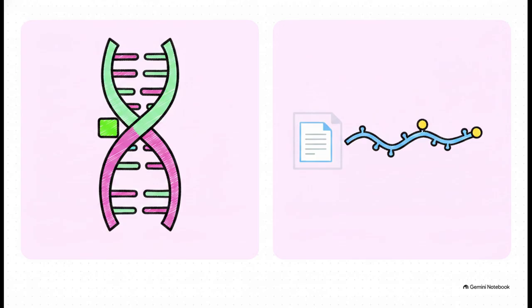This photocopy is called RNA. Notice the differences here. DNA is a big, double-stranded double helix, and its chemical alphabet includes a base called thymine, or T. But our temporary photocopy RNA, it's much smaller. It's just a single-stranded molecule, and crucially, it completely drops the base thymine. Instead, RNA swaps the letter T for a different nitrogenous base called uracil, or U.